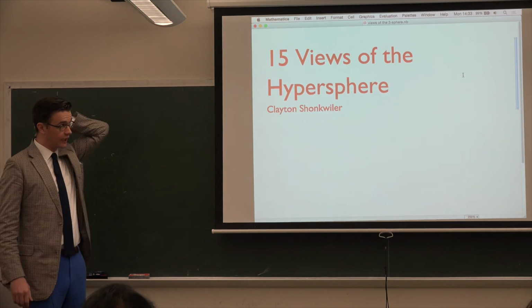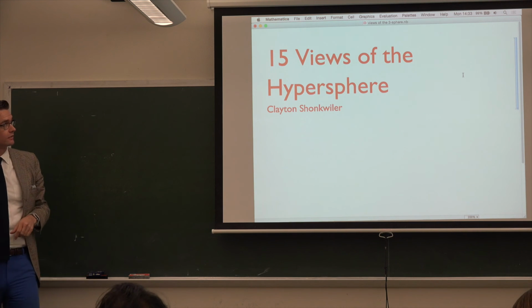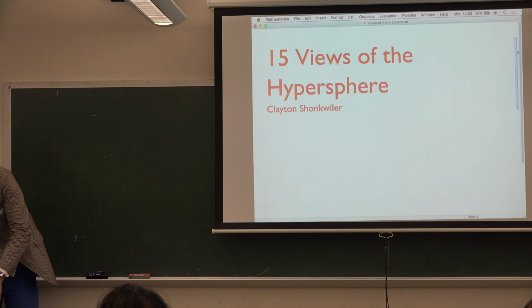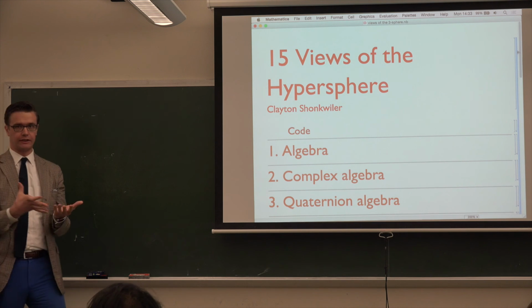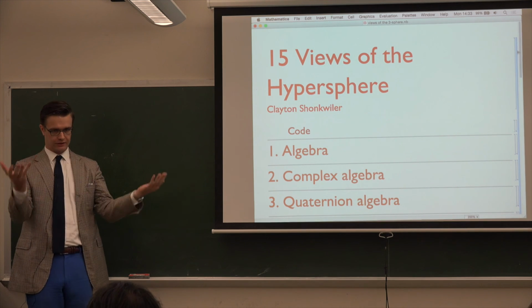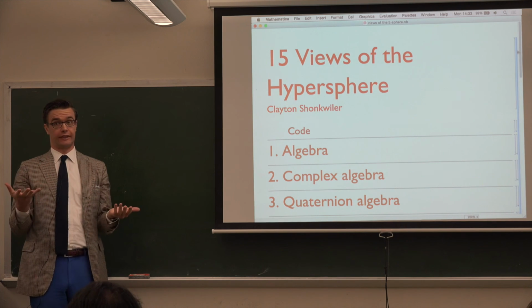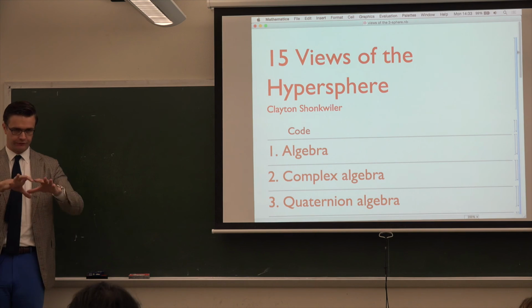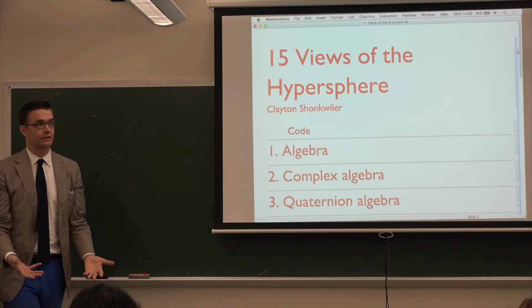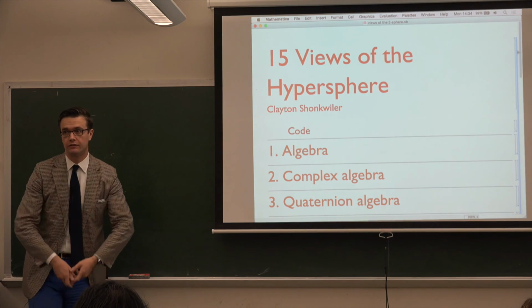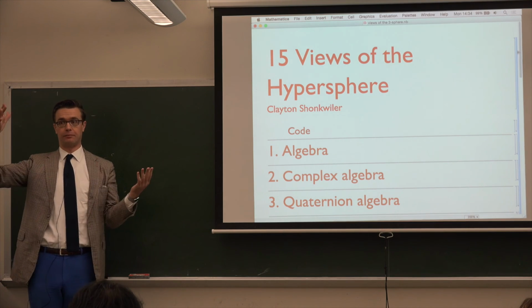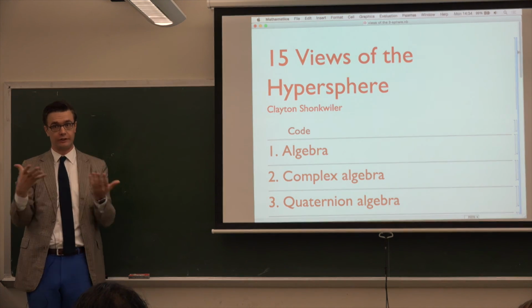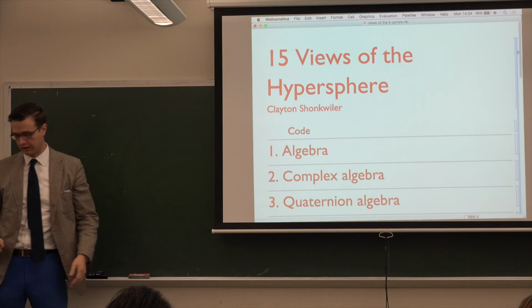So 15 views of the hypersphere. That's sort of what I want to talk about. The hypersphere is, well, everybody knows what the sphere is, right? I'm thinking of a hollow sphere, like a basketball. That's a two-dimensional surface living in a three-dimensional space, and the hypersphere is generalized one dimension up. So in 4 dimensions, you have this three-dimensional space called the three-sphere or the hypersphere.